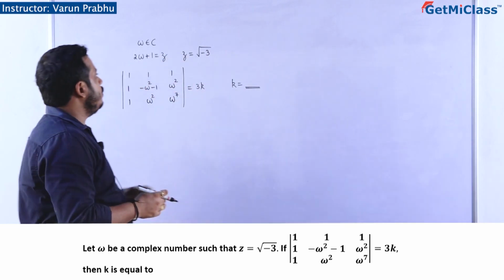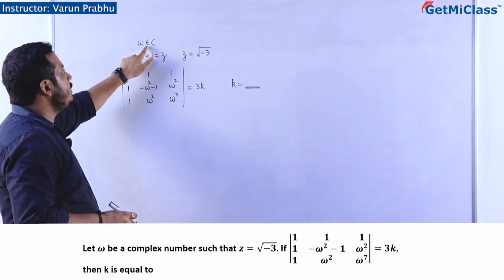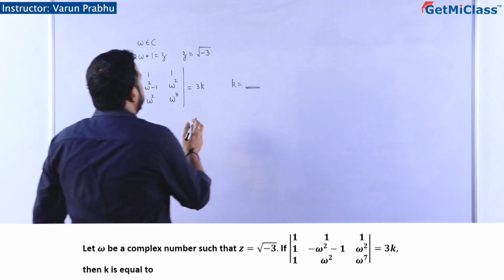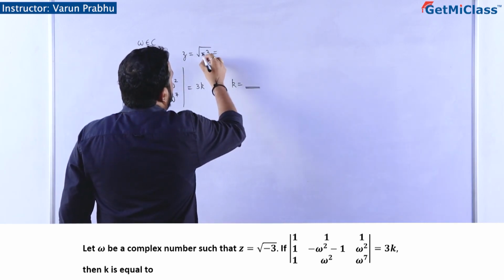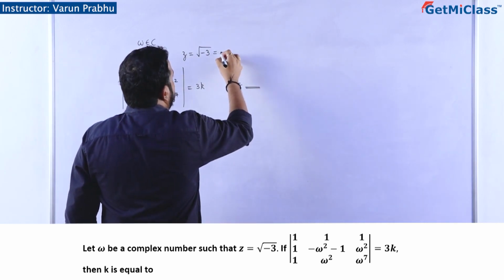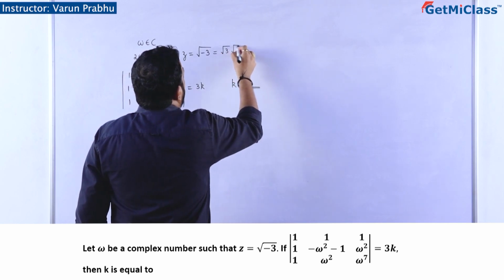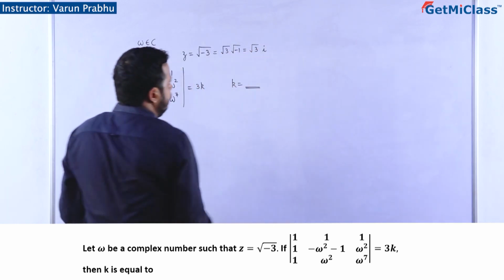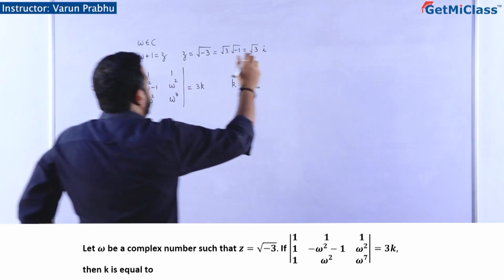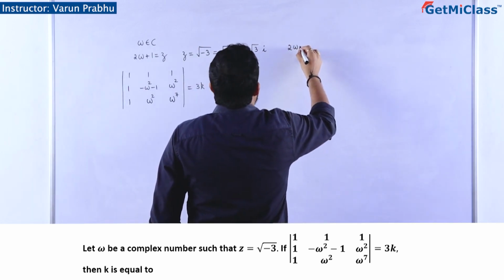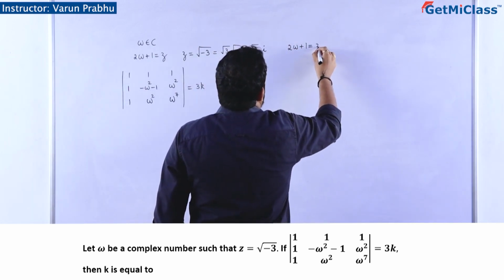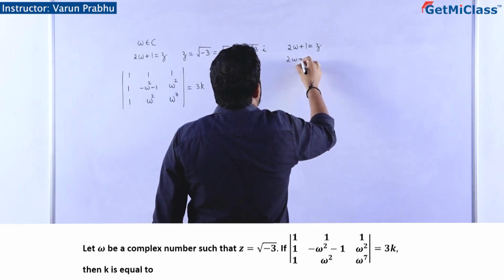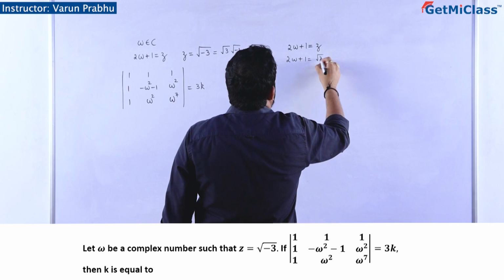If you look at this question, students, what is told in the problem: omega is a complex number such that 2 omega plus 1 is equal to z, and z is equal to root of minus 3. This can be written as root 3 into root of minus 1, which is equal to root 3 into iota. So we can write 2 omega plus 1 is equal to z, so 2 omega plus 1 is equal to root 3i.